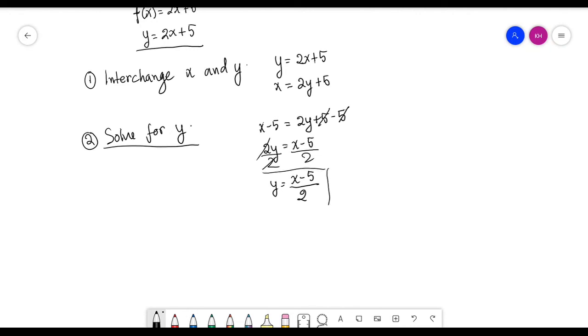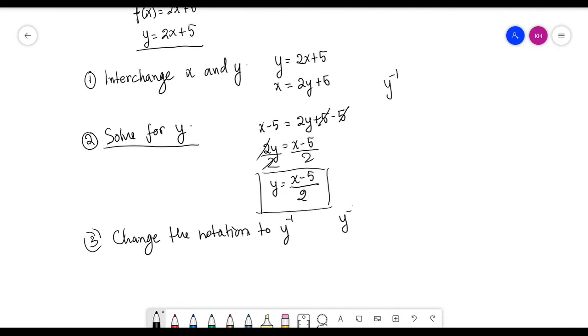Now that is my inverse function. And as I said, the notation for inverse function is this. So all you have to do is at the end change the notation. So the last step, I'm going to write it over here, is change the notation to f inverse. So now we can have our inverse function like this: x minus 5 divided by 2. That is our inverse function.